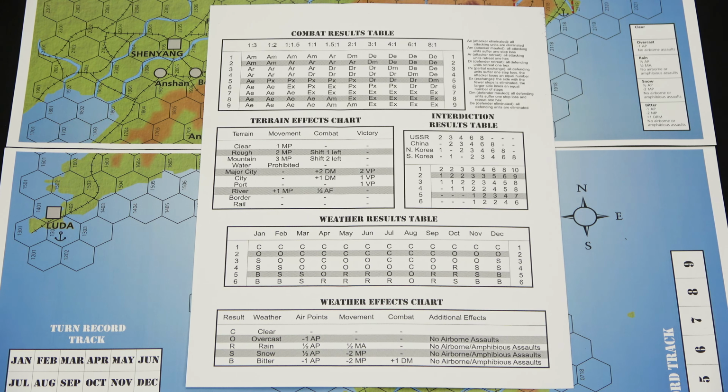On the back, we have the combat results table, the terrain effects chart, interdiction results table, weather results table, and the weather effects chart.